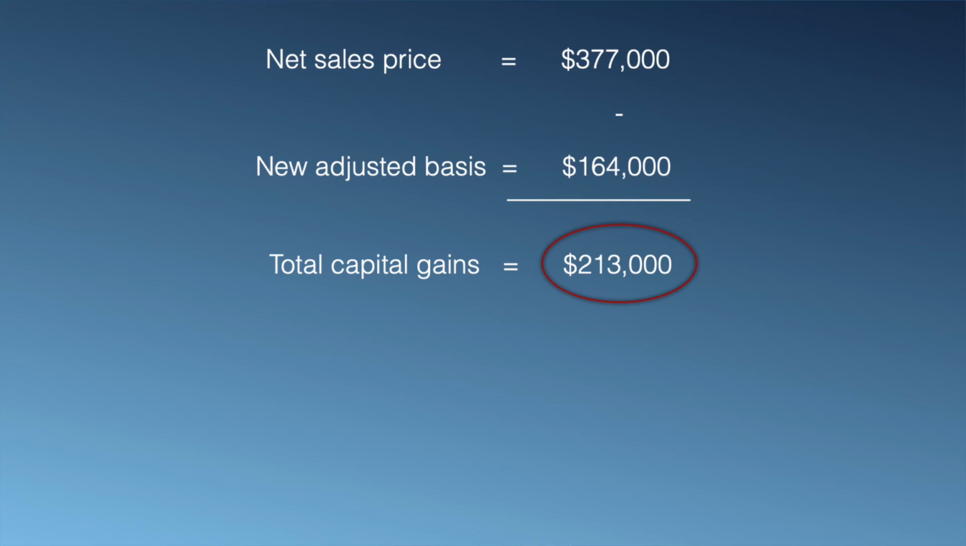So now that we have our adjusted basis, and now that we know our net sale price, we subtract. So $377,000 subtracted by $164,000 is going to give us $213,000. So this is what the investor walks away with, right? This is how much they made on the sale of the property.